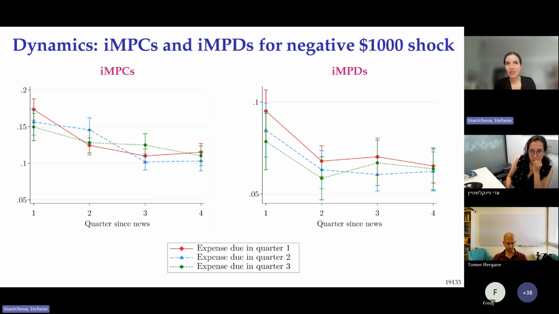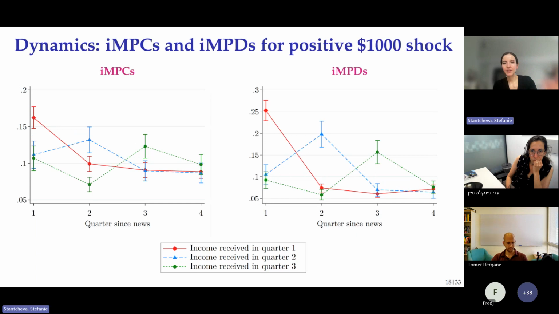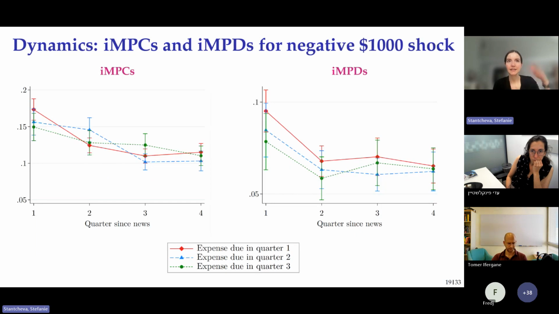And you see the lines are much closer together regardless of the timing of the shock. So when people know something bad is coming, they're trying to react to it, as opposed to this heterogeneity we saw here for positive shocks, where the response on impact is much stronger. So this is something nice to see in these dynamic responses.